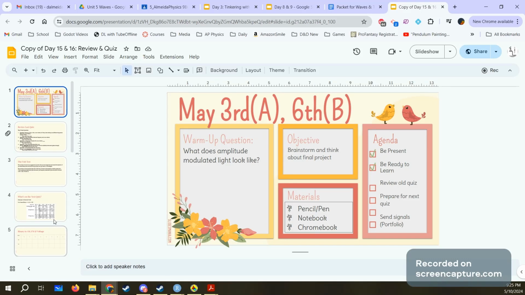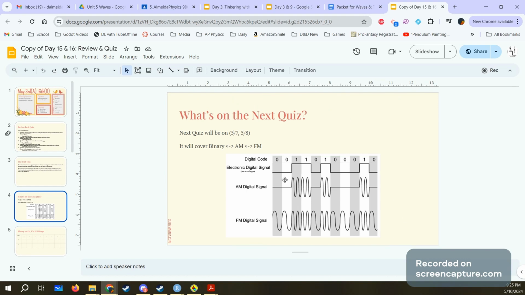And then again, we're trying to think about what else is going to show up. Well, the same thing that covered that last quiz is knowing how to do these AM and FM conversions with the digital signals. Again, remembering that zeros are the low things, and ones are the higher things. So if we had an electronic signal, zeros flat line, ones would be up high, 0 down low, 1 up high. So it's like the on-off, right? So off for the zeros, on for the 1, off, on, off, off, off, on, off.